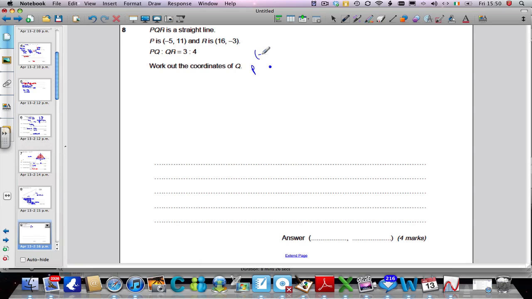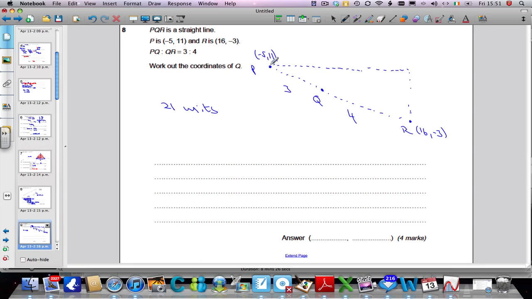That will be the point P, which will be minus 5 on the x but 11 on the y. R is going to be somewhere over here, which will be 16 on the x and negative 3 on the y. And we have some point Q in between, such that the ratio, this distance would be 3 parts and this distance would be 4 parts, something like that. Now the first thing I did was work out, to get from P to R, how many units along the x-axis will I have to go? I'm going to have to go from negative 5 up to 16, which is 21 units.